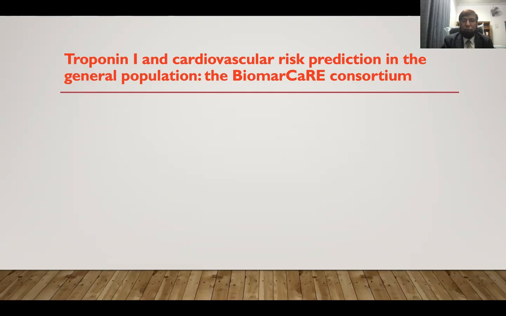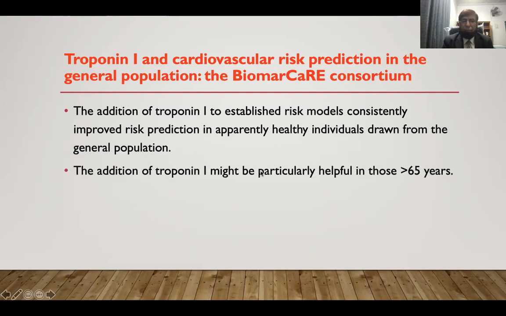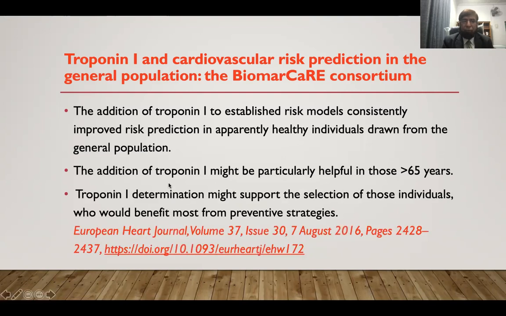The first study, called the Biomarker Consortium, concluded that addition of troponin I to established risk models consistently improves risk prediction in apparently healthy individuals drawn from the general population. The addition of troponin I might be particularly helpful in those more than 65 years. Troponin I determination might support the selection of those individuals who would benefit most from preventive strategies. This was published in the European Heart Journal in 2016.